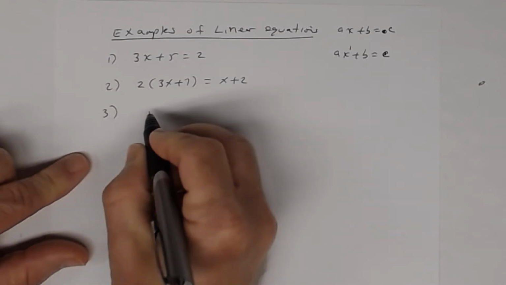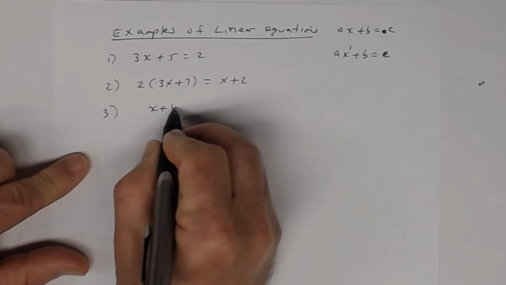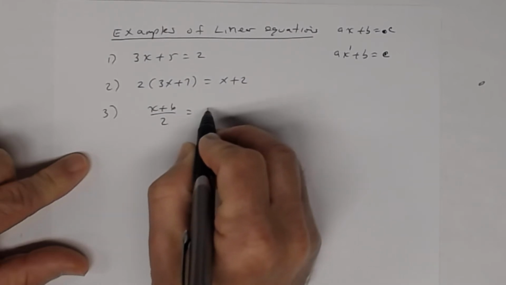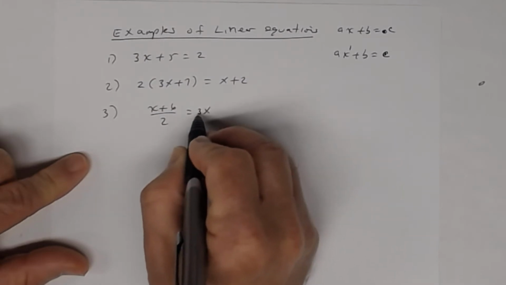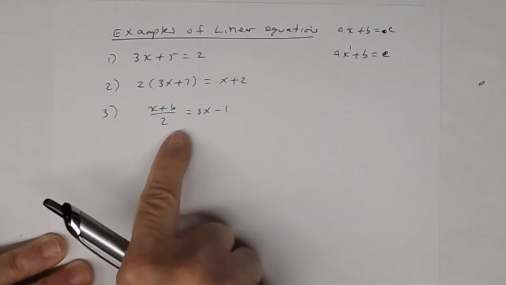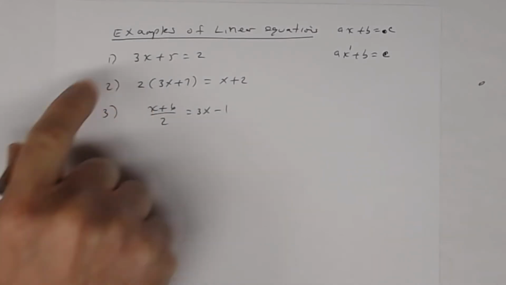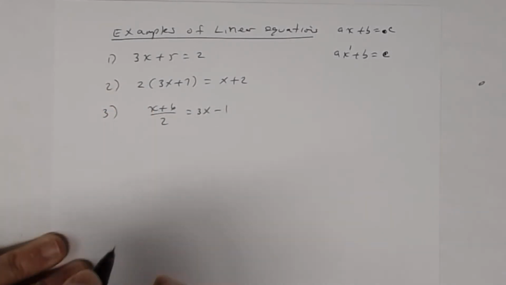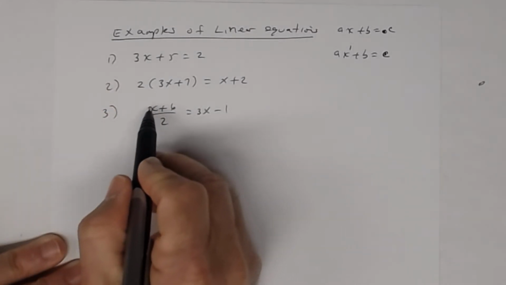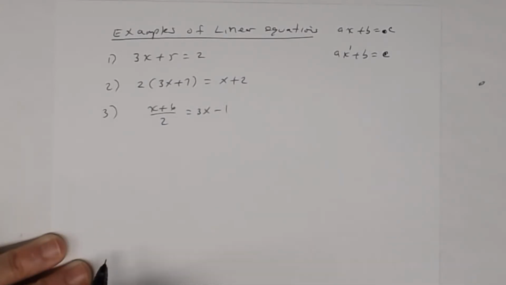Let me give you one more that you have to deal with at some point. x plus 6 divided by 2 equals, let's say, 3x minus 1. All right, so that's an example of a linear equation. Now, notice it doesn't look anything like that form or number 1, but it's still a linear equation, because if you look at this variable right here, that's to the first power, and then right here, that's to the first power.